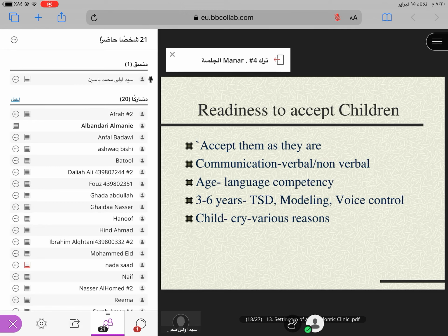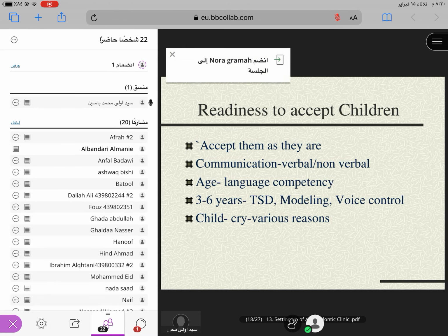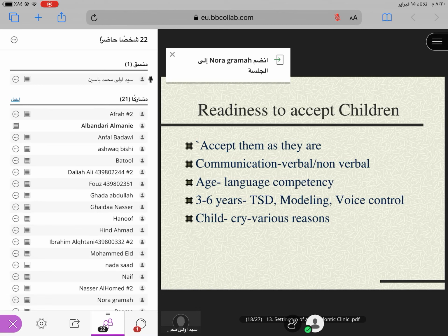Language competency. Generally, a child less than 3 years cannot speak fluently, so they cannot express what they are feeling. You have to be very patient when you are treating children less than 3 years of age. Most of the time, they don't understand what you are saying, so you have to repeat the instructions. These appointments should not last more than 20 minutes, because they will not sit for more than 20 minutes.